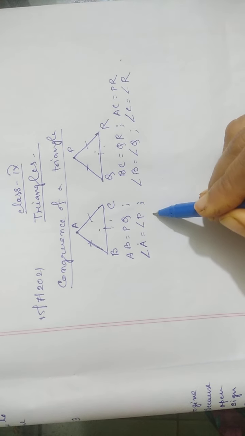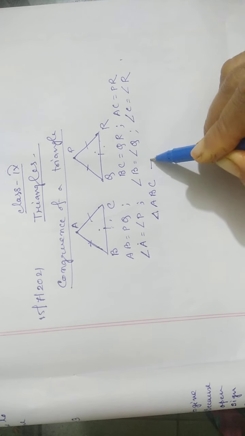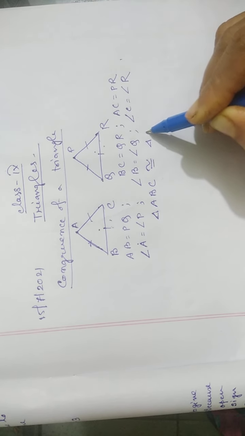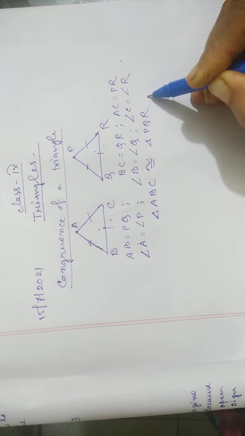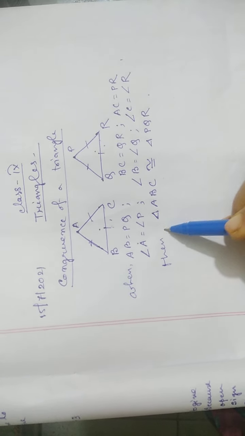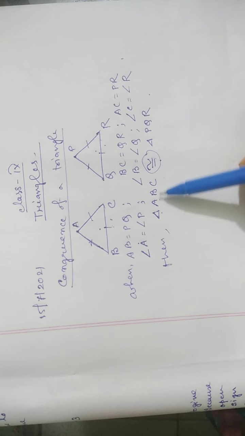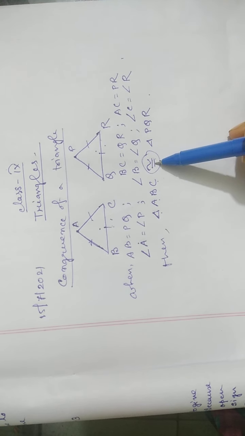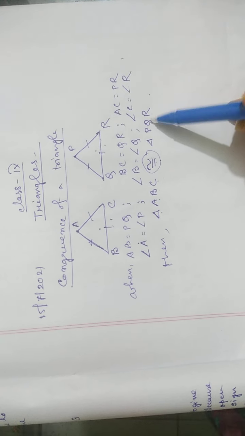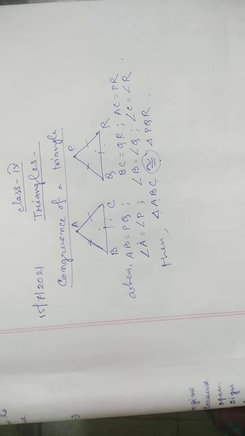So how can you write it? So therefore the triangle ABC congruent to the triangle PQR. Okay, so this is the congruent sign. How can you read it? Triangle ABC is congruent to the triangle PQR. Okay, so to prove the congruency between two triangles, there are some criteria.